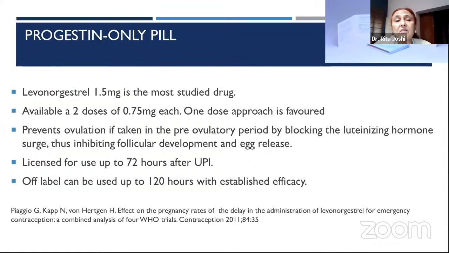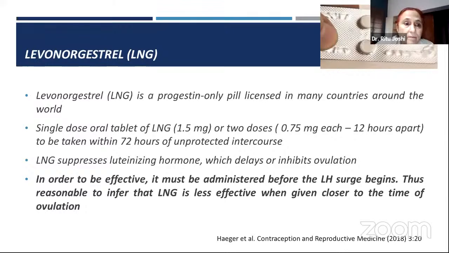The second method is the progesterone only pill, which is levonorgestrel in the dose of 1.5 milligrams, available in 2 doses of 0.75 milligrams each, and they are to be taken up to 72 hours of unprotected intercourse. Off-label, it can be taken even up to 120 hours. They do have a little established efficacy for that.